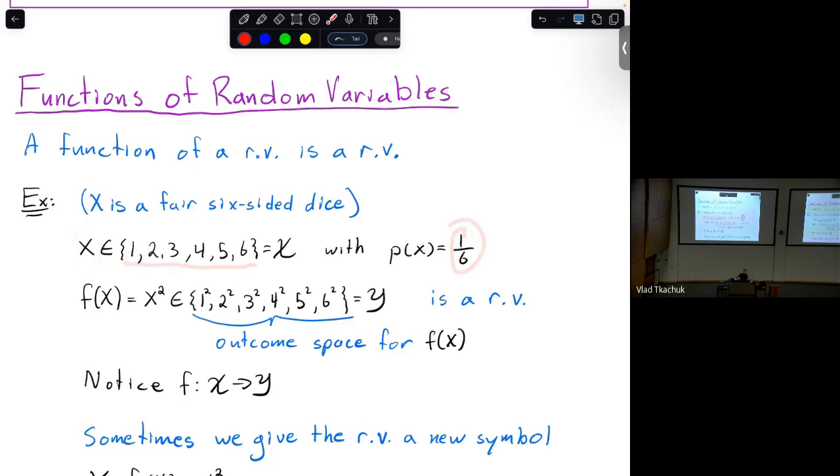Probability of getting any number is 1/6. That's the PMF. Great. Nothing to do with joint anything. This is just like the original. You just have one random variable.